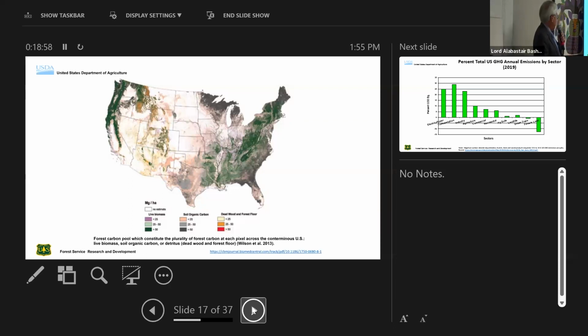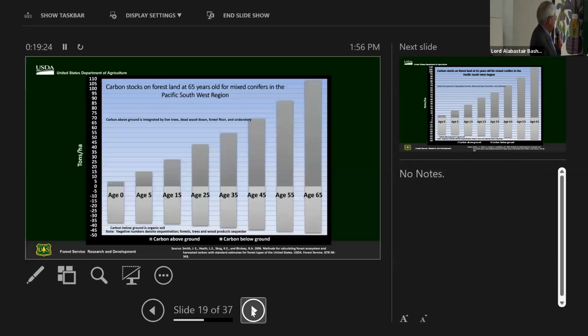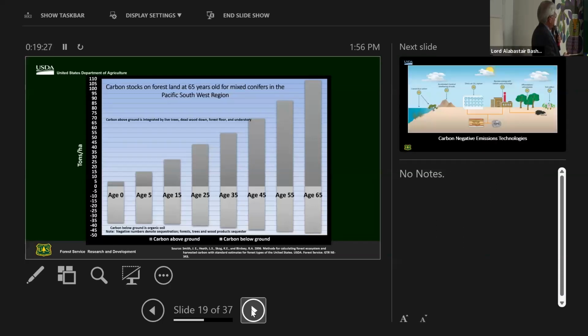So this gives us an idea of how the carbon cycle works, what we have to do to manage that, and how we can do a better job. What we know is that our forests in the United States sequester between 11 to 14 percent of the carbon emissions for all activities in the United States. So this is a big amount of sequestration. And also, we know how carbon behaves. Well, there are several activities.